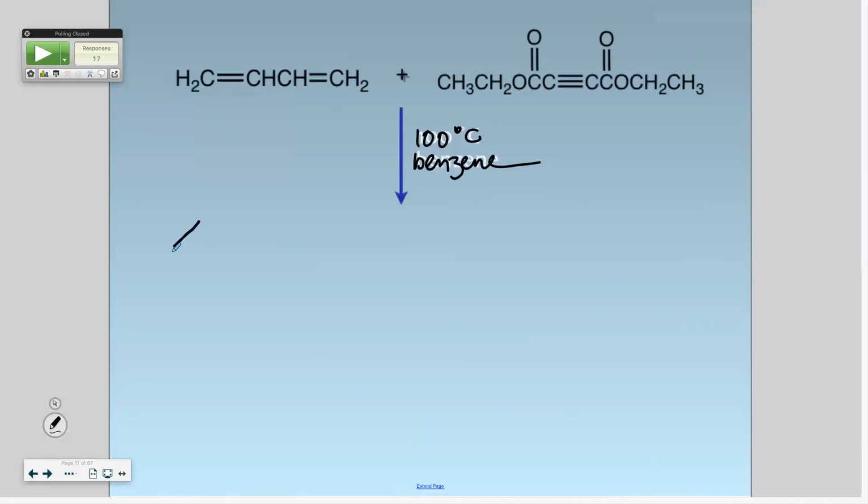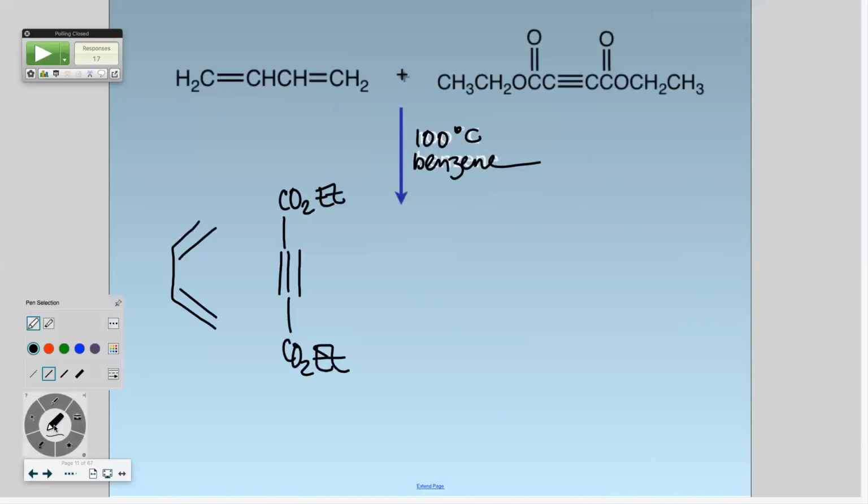So this is what I'm going to do. I'm going to do it like this. And then you have to figure out over there what part reacts. What do you think ET stands for? No, ET stands for ethyl. I don't use it very much.